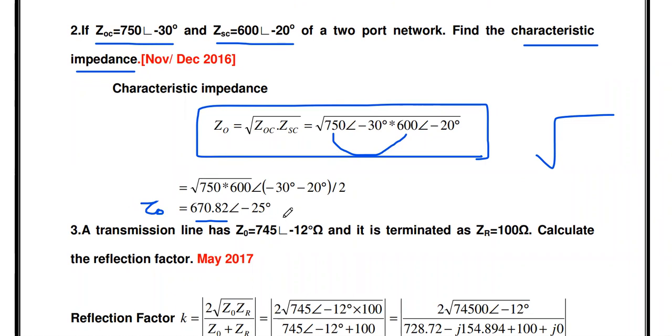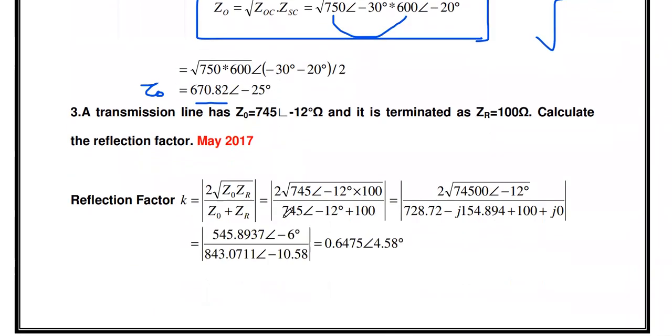So this is one type of problem. The third question is a May 2017 two-mark question. A transmission line has Z0, the characteristic impedance, 745 with angle minus 12 degrees, and it is terminated with ZR equal to 100. ZR means the load impedance is given. Calculate the reflection factor. We already discussed and derived the reflection factor and reflection loss for our transmission line.